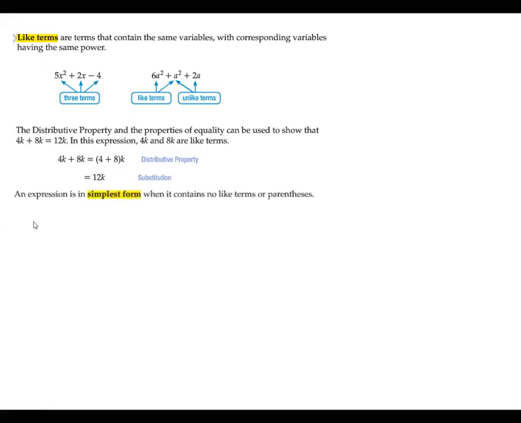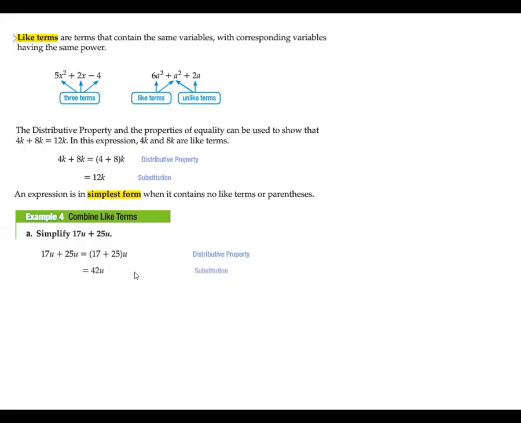All right, an expression is in simplest form when it contains no like terms or parentheses. So let's simplify 17u plus 25u. I'm going to illustrate it using the distributive property. Since there's a factor of u with both of them, I can undistribute it using the distributive property, add the 17 and 25, and get 42u.